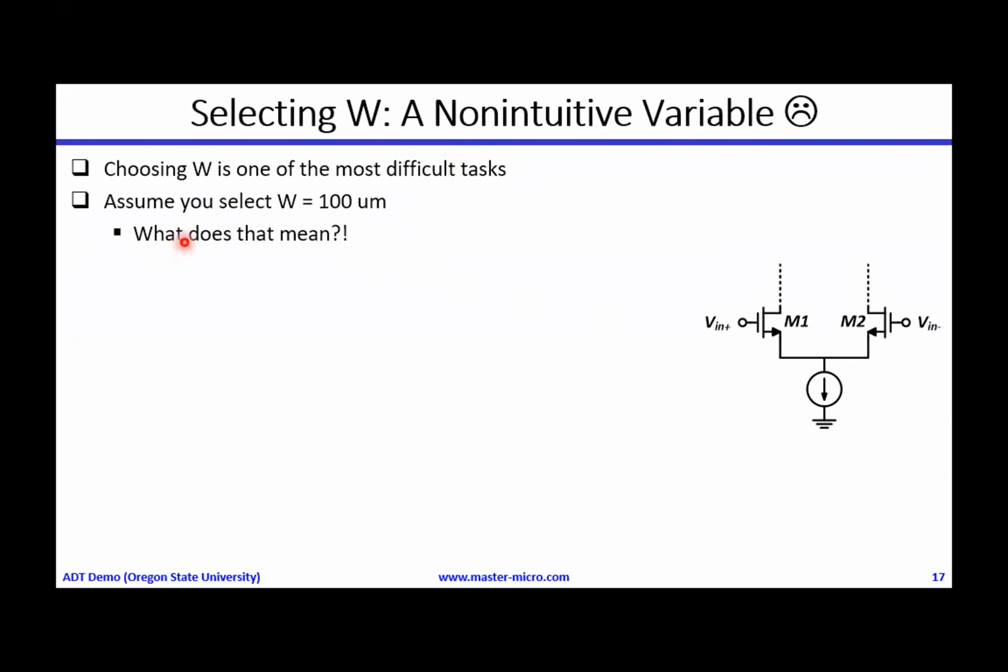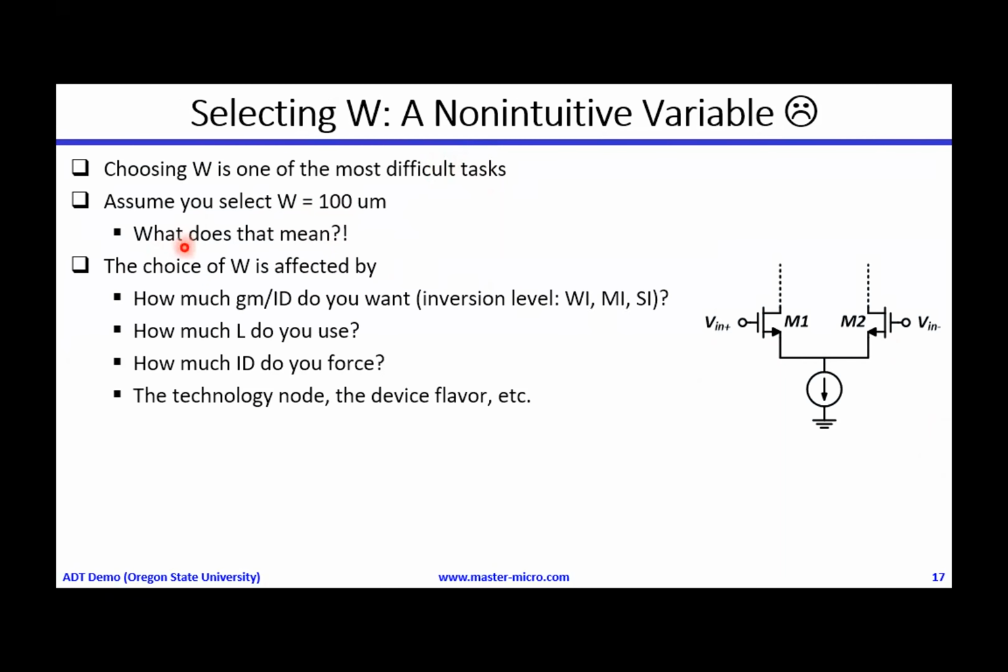Actually, it means nothing. Why nothing? Because this depends on lots of other parameters. It depends on what inversion level you are using, weak inversion, moderate inversion, or strong inversion, which translates to what gm/ID you want, how much L you use, how much ID you use to bias your circuit, what your technology node is, and whether your device is a low VT or high VT. So a bunch of parameters actually affect the selection of W.